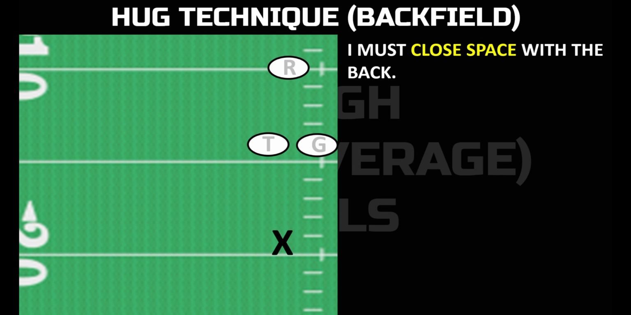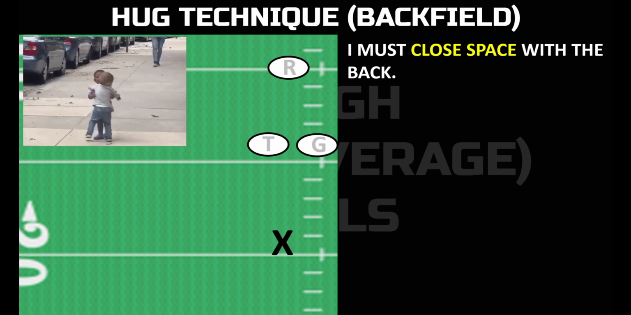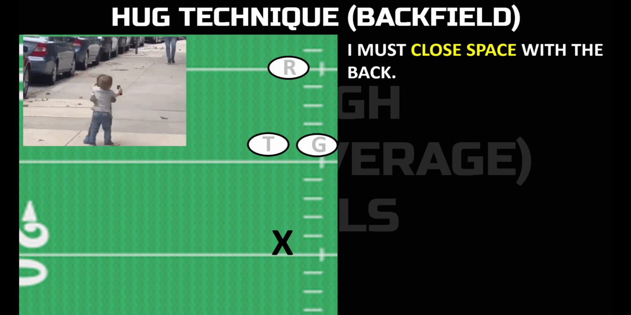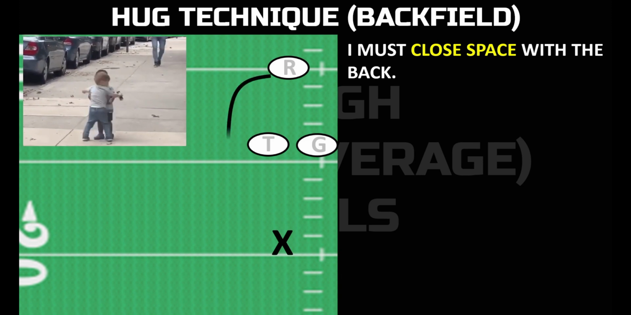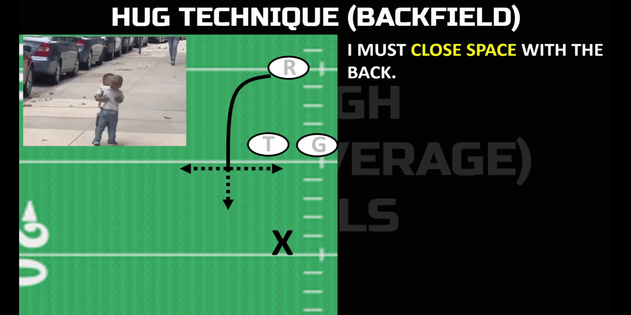I must go meet him at the line of scrimmage, or as close to it as possible, just like our two best buddies right here that go meet each other halfway. That back gets to the line of scrimmage, and then he can make a move. I need to meet him there. I do not want to wait for him to make his move.